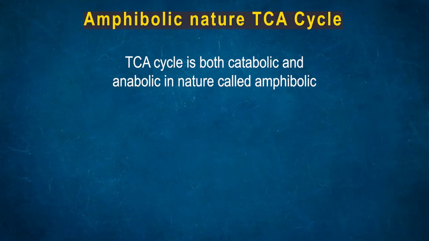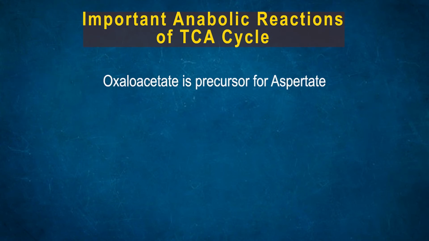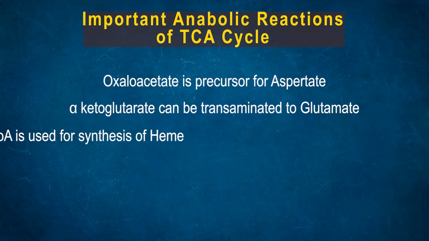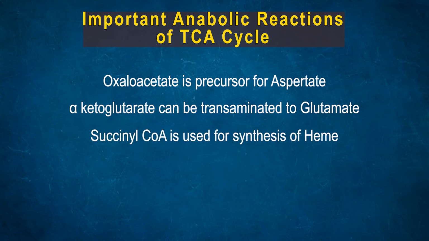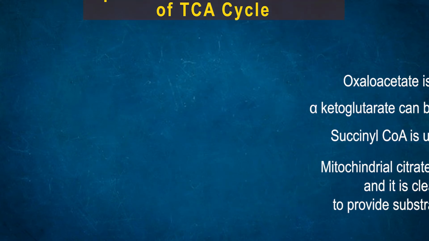Amphibolic nature of TCA cycle. The TCA cycle is both catabolic and anabolic in nature, called amphibolic. Since various compounds enter into or leave from the TCA cycle, it is sometimes called the metabolic traffic circle. Important anabolic reactions of TCA cycle. Oxaloacetate is a precursor for aspartate. Alpha-ketoglutarate can be transaminated to glutamate. Succinyl-CoA is used for synthesis of heme porphyrin. Mitochondrial citrate is transported to cytoplasm and cleaved into acetyl-CoA to provide substrate for fatty acid synthesis.